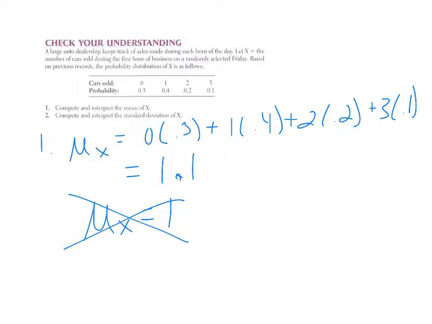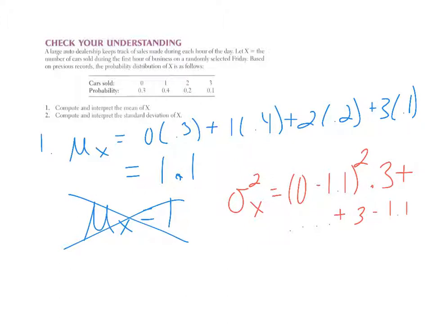For number 2, we are computing and interpreting the standard deviation of X. So the standard deviation of X would be the square root of the variance of X. Our variance of X would be 0 minus 1.1 squared times 0.3, plus, and so on, up to 3 minus 1.1 squared times 0.1, which is going to give me 0.89.